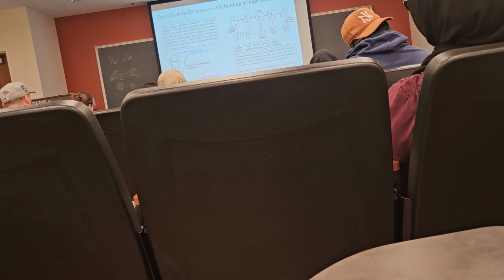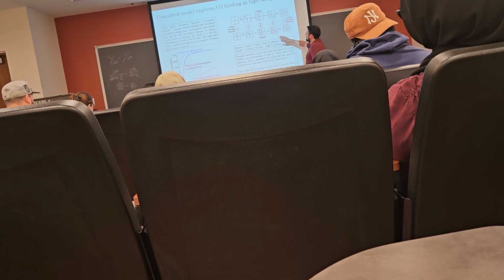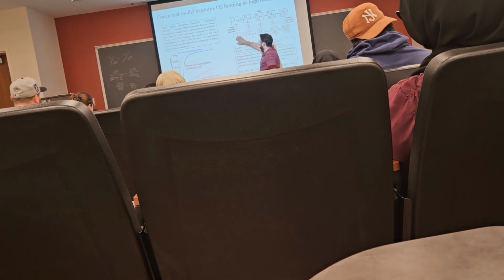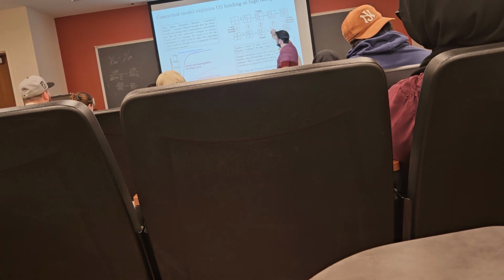And what we have here is the concerted model. And the concerted model explains O2 binding specifically at high occupancy, right? So let's look at what's going on here. So we have the 4 subunits of hemoglobin, right? 1, 2, 3, 4. This is all the same hemoglobin molecule, just in different states, right?